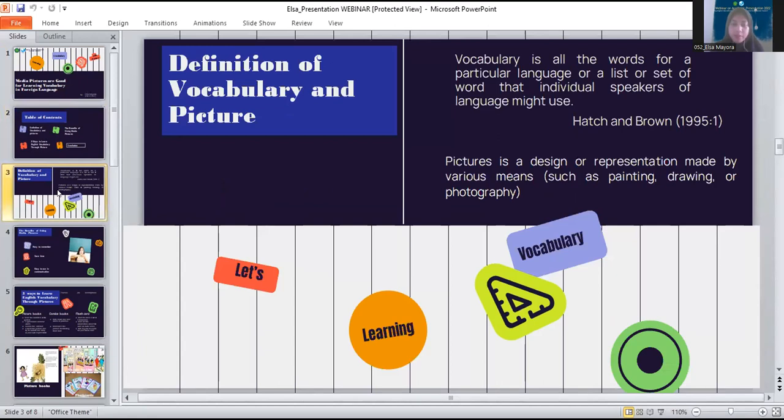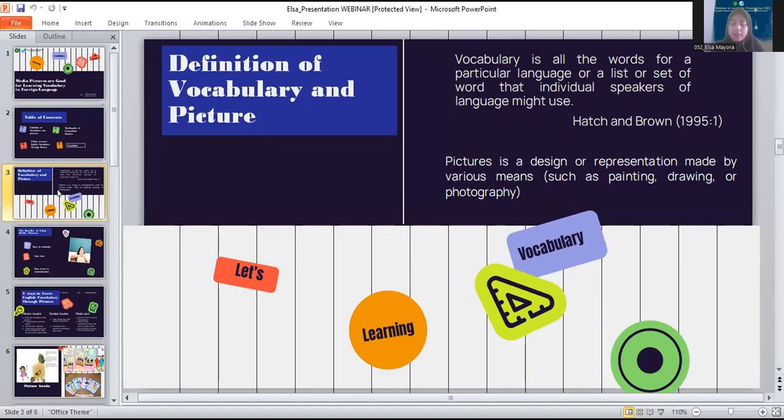Right, vocabulary is the basic language aspect that must be mastered before mastering English skills. There are some definitions of vocabulary by some experts. According to Hart and Dorn, vocabulary is all the words for a particular language, or a list or set of words that the speakers of a language make use of. From the definition, you can see that vocabulary is all the words in a language that are familiar and used by a person to communicate with each other.